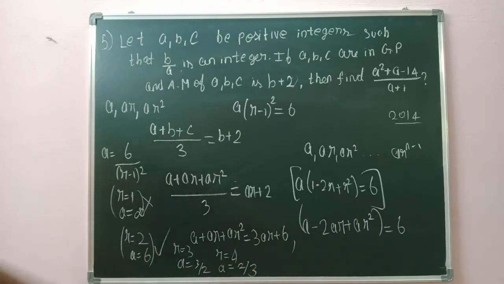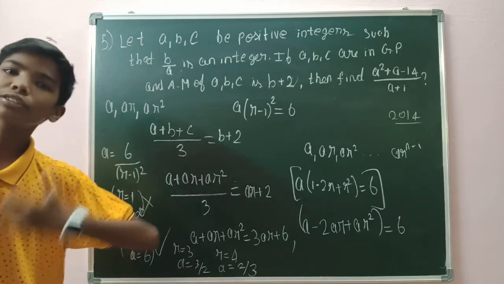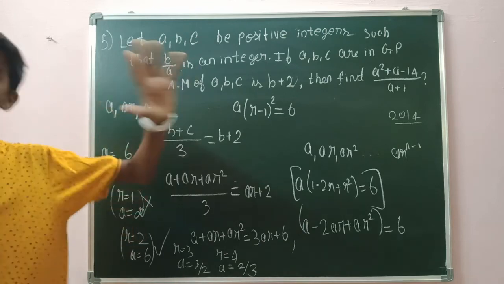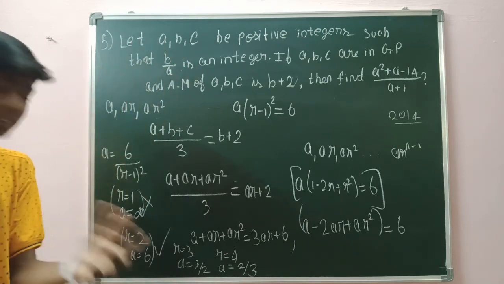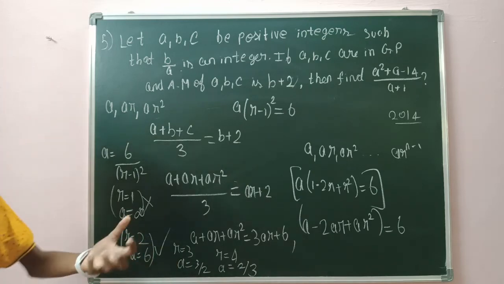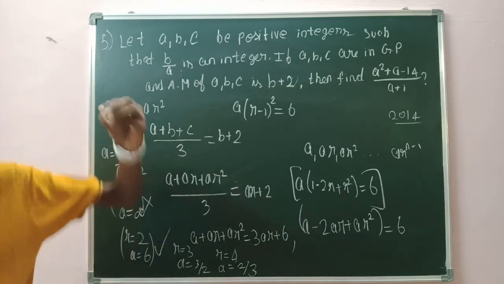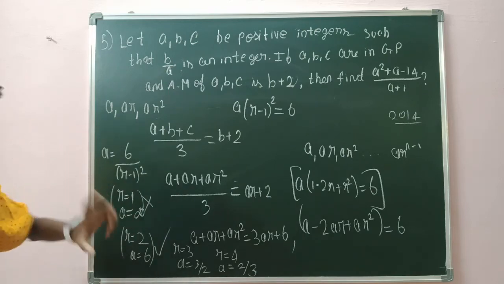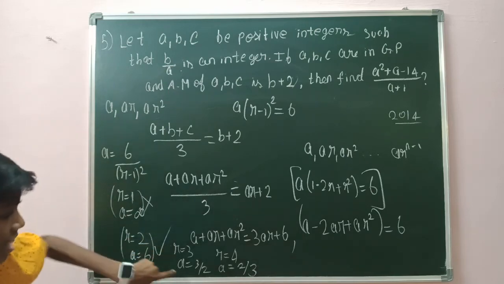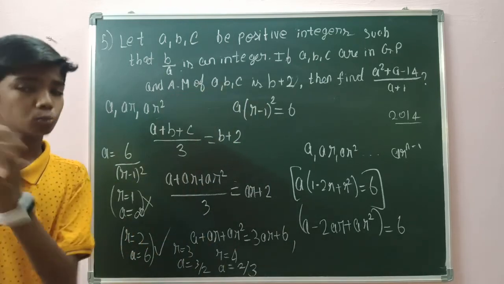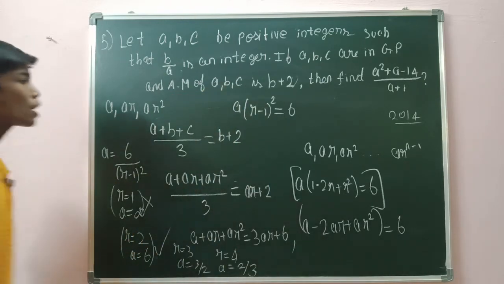So if you keep on doing like this, R is equal to 5, R is equal to 6, R is equal to 7, you will be doing it for the next night. But guys, please understand, after 2, every value of R gives a non-integer value of A. You can conclude that now. That's what you can conclude. So this shows that your A must be 6.